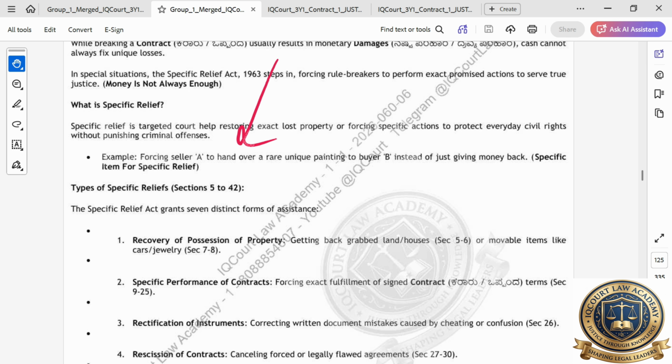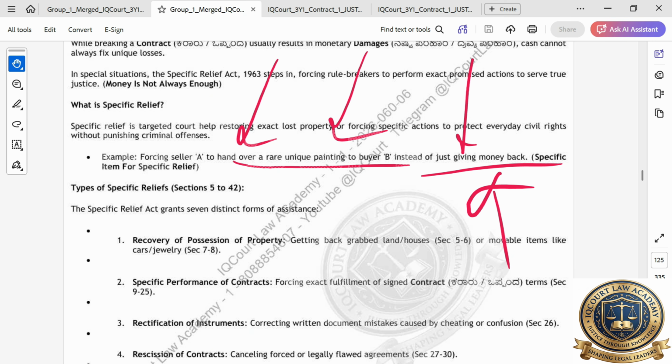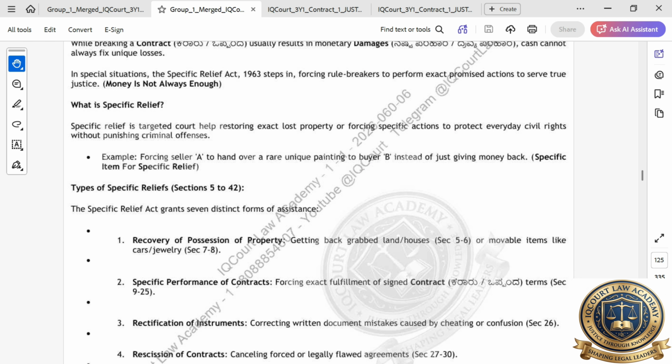Forcing A to hand over the rare unique painting to buyer B, instead of just giving back the money. So you like the painting, you are asking after the contract, and he is saying, okay, I will not give. Then you can go and ask the court, sir, he is not giving, tell him to give me, sir. That is what specific relief is.